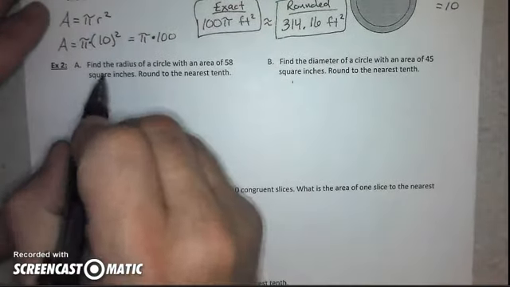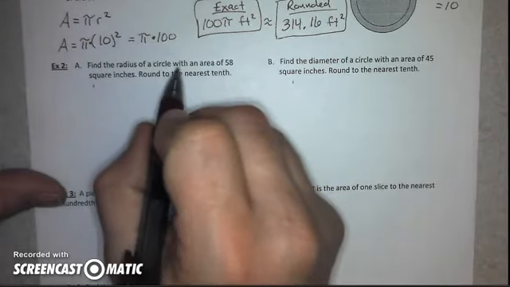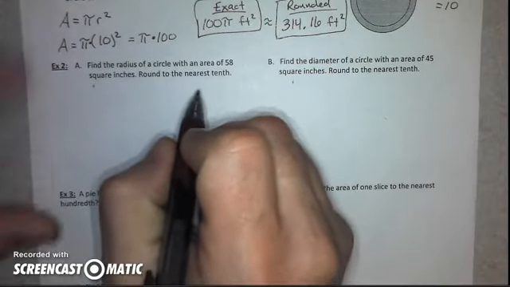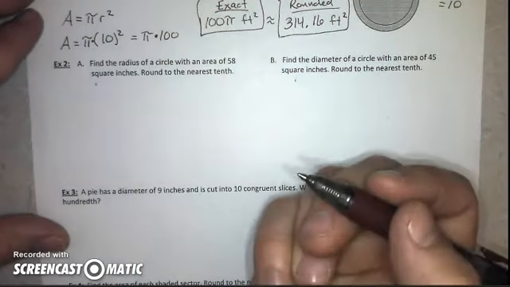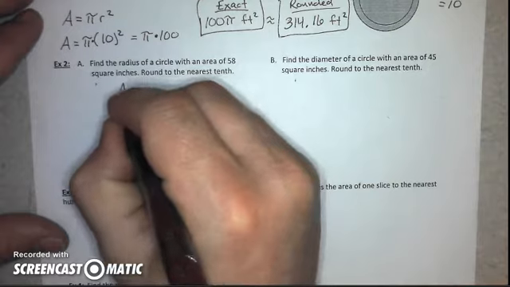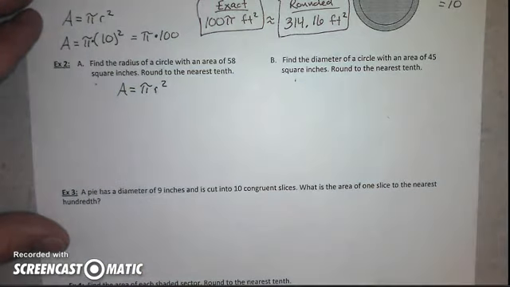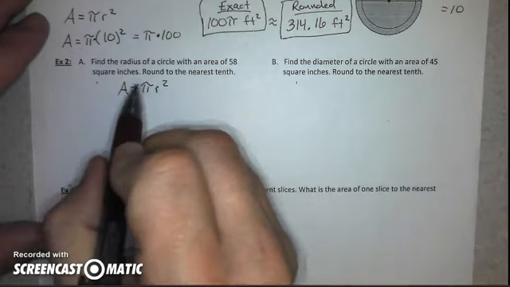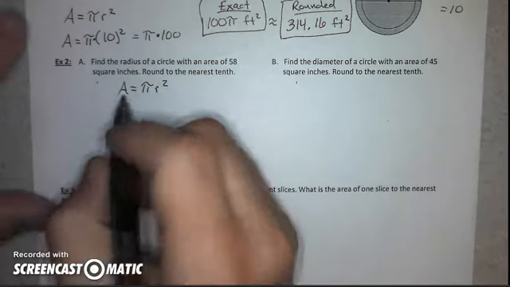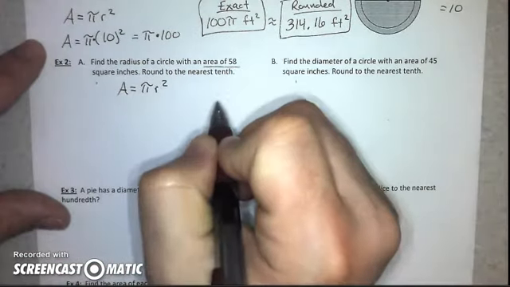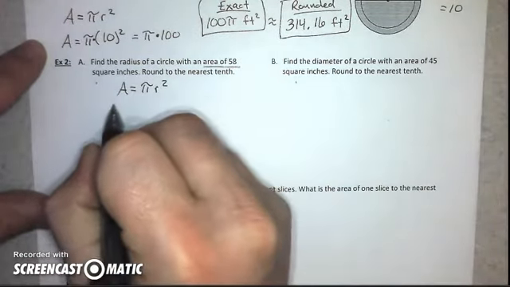Example 2, we want to find the radius of a circle when I am given the area. And so once again, I really don't even have to draw the circle. I just need to start with the formula. Area of a circle equals pi r squared. Okay, so once again, we are going to plug in the parts that we know, but this time we know the area is 58 square inches, so that goes in place of the A.